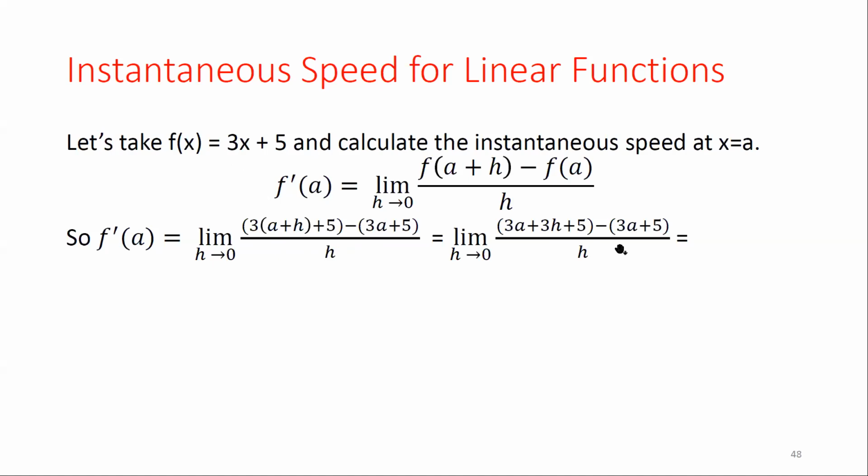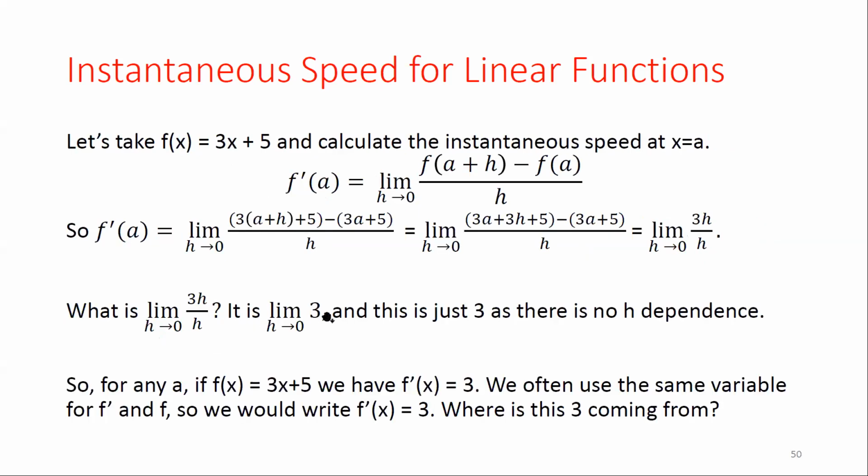What cancels in the top? Oh, 3a plus 5. And so we're left with just the limit as h goes to 0 of 3h over h, which is just 3. Because h over h, the h's cancel. It's the limit of 3 as h goes to 0, and that's just 3 because there's no h dependence. So we've just shown for any a, if f of x equals 3x plus 5, then the instantaneous speed at a is 3. So we often use the same variable for f and f prime to write f prime of x equals 3.